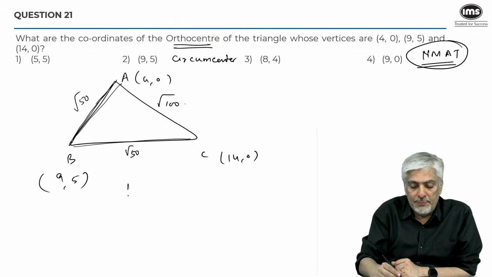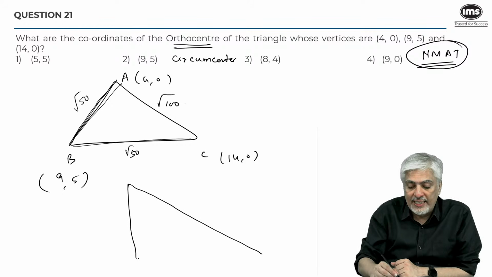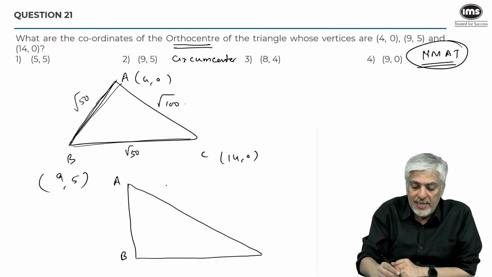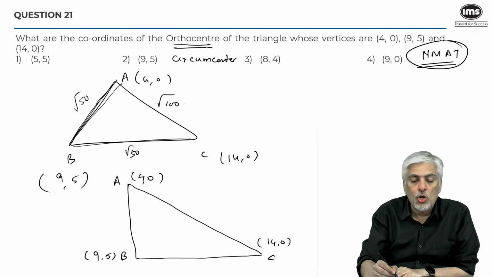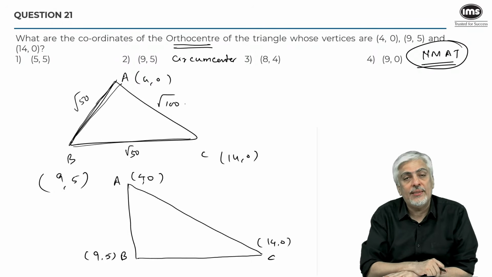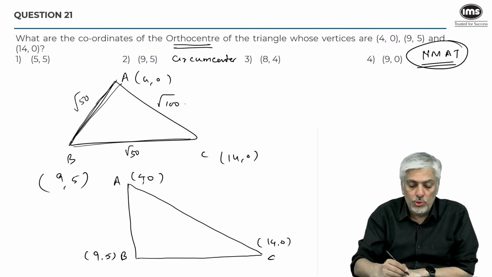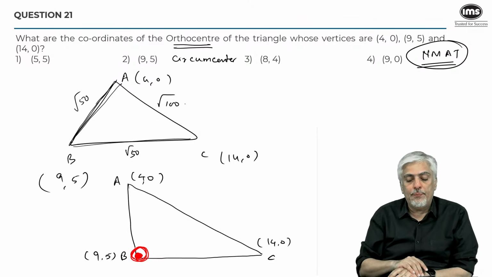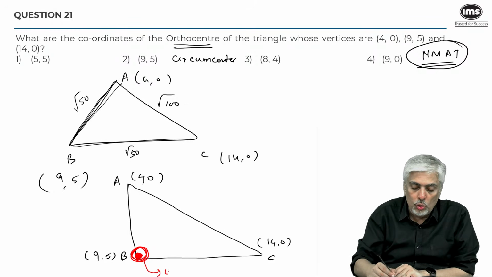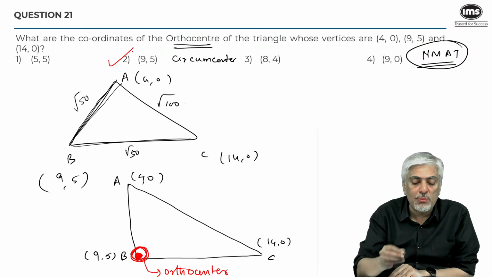So now I'll make the diagram better. I know B is 90 degrees, so I'll make AB and BC. This is (9, 5), this is (4, 0) and this is (14, 0). Now what is the orthocenter? Orthocenter is where the altitudes meet, and hence point B itself will be the orthocenter. The orthocenter will therefore be (9, 5).